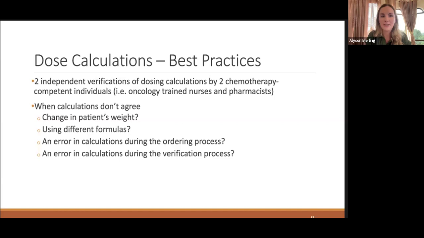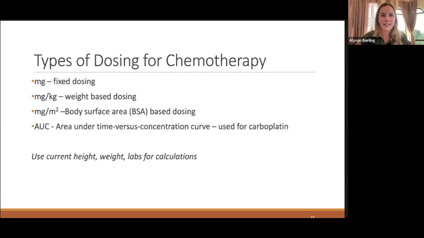So maybe there was a change in the patient's weight. Maybe you were using a different formula than the doctor to calculate the chemotherapy doses. Maybe there was an error in calculations during the ordering process, so when the doctor ordered the drugs, or maybe there was an error in calculations while the nurse or the pharmacist were doing the verification process. So let's talk a bit more about types of dosing for chemotherapy.